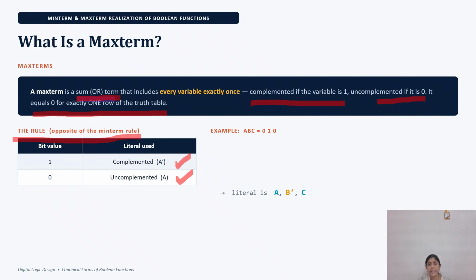See, A, B, C is equal to 0, 1, 0. So what is your A here? A is equal to 0. What is your B here? B is equal to 1. C is also 0. Okay, right? A equal to 0 in the sense it is an uncomplemented form. What is your uncomplemented form? A. What is your uncomplemented form? C. But what is your complemented form? B dash. So that's why here I have written the literal is A, B dash, C.